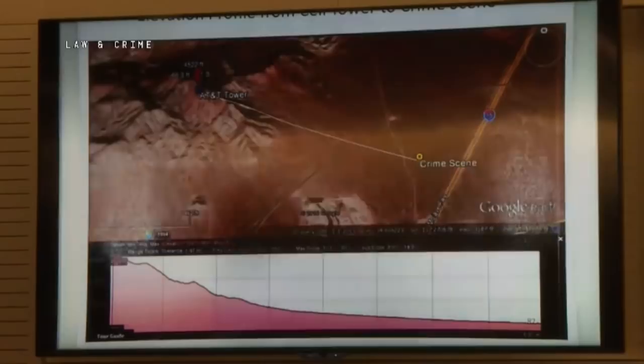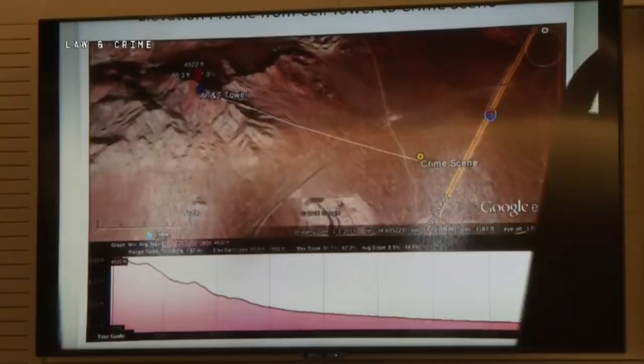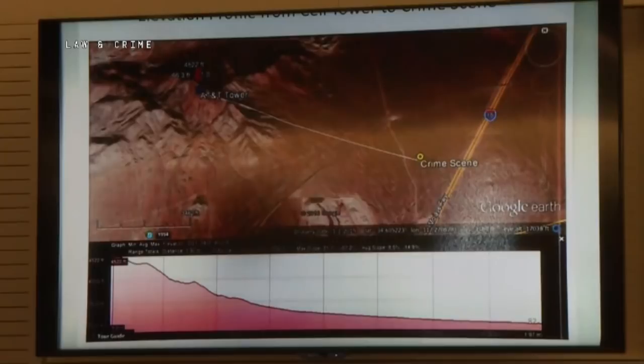And why is that important? It could have a bearing on whether I would expect to see cell tower coverage in that geographic area from that particular cell tower. And the top half shows us what? The top half is the map generated by Google Earth, and as you draw a line from the latitude and longitude of the tower to the latitude and longitude provided to me for the crime scene, the bottom half is generated by the software to show you the geographic profile of what it looks like from an elevation perspective.